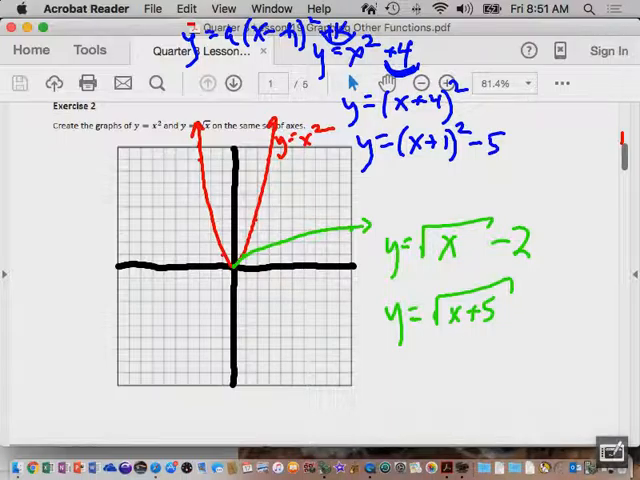Anthony, what do you think? Would it be steeper? Definitely not steeper. Kaylee? Does it bring it over to the left 5? That's right, it would bring it to the left 5. 1, 2, 3, 4, 5.